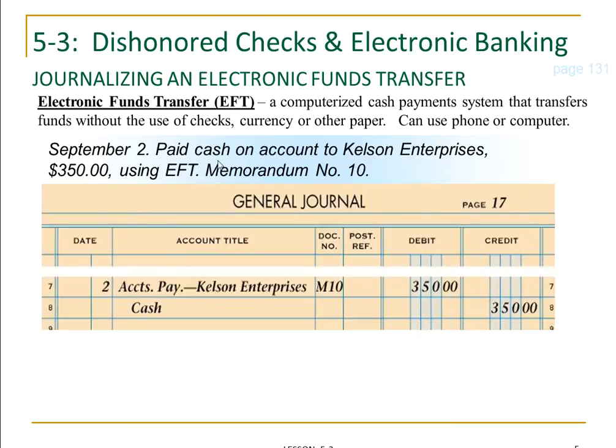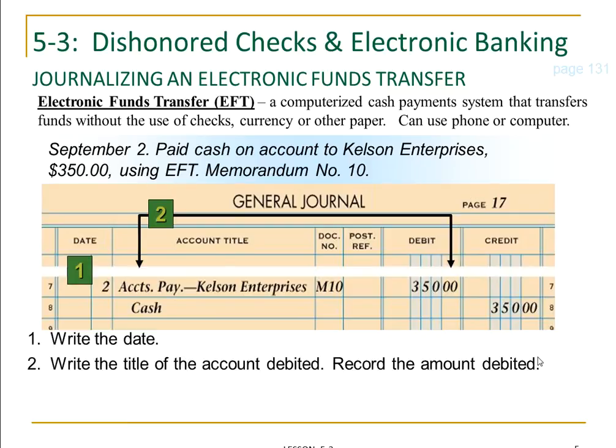So, if we have a transaction on September 2nd where we paid cash on account to Kelson Enterprises for $350 using electronic funds transfer, instead of writing a check, we would use a memorandum, in this case memorandum number 10, to reflect that transaction. The rest of the transaction looks the same as when we would use a check. We're paying down our account to Kelson Enterprises, writing it on memorandum 10 for $350, and then we credit cash for $350 to show that our cash balance is going down by that amount.